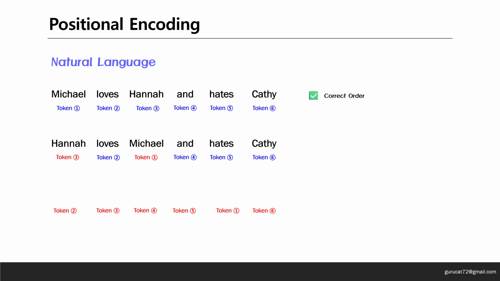Hannah loves Michael and hates Kathy. Yo! The meaning completely changed. Now it's Hannah who loves Michael, not the other way around. Same words, different order, totally different story.